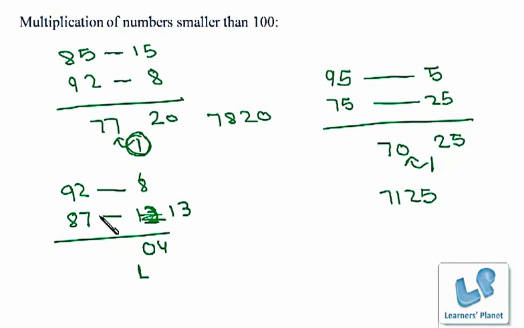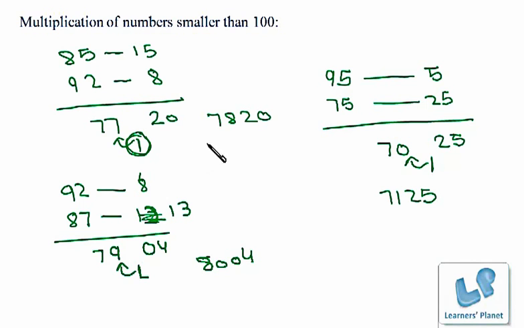So either subtract 8 from this or 13 from this. So we'll get 79. Now this one has to be carried over here. So 79 plus 1 is 80, and 04 as it is. So the product of 92 and 87 is 8004. I hope this method is clear to you, friends.